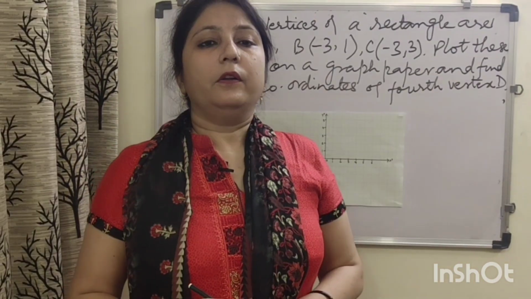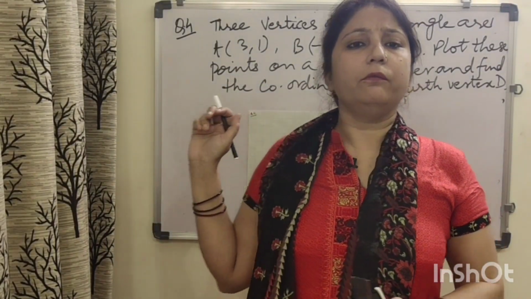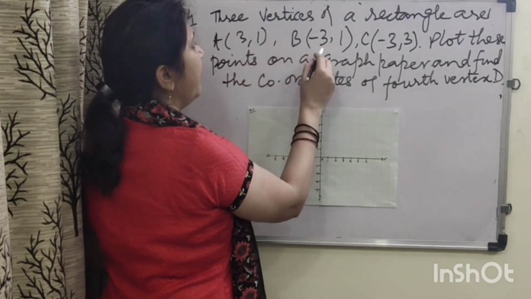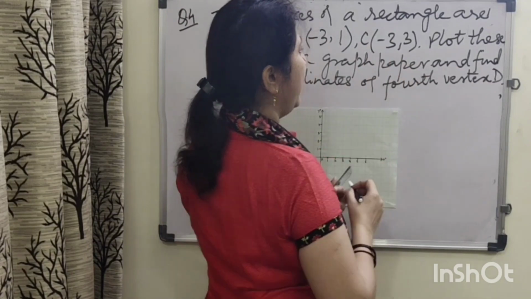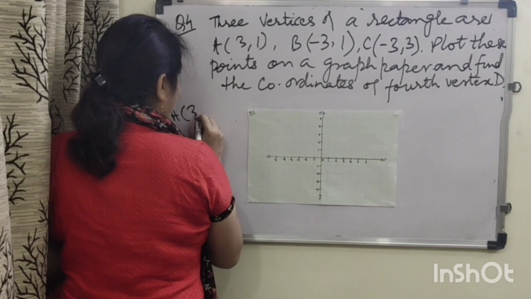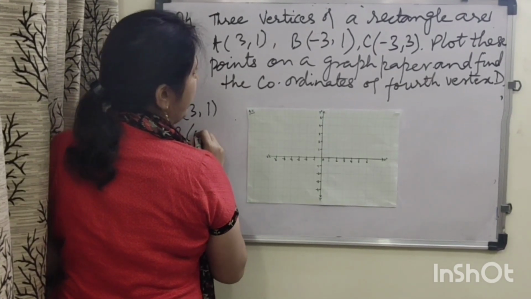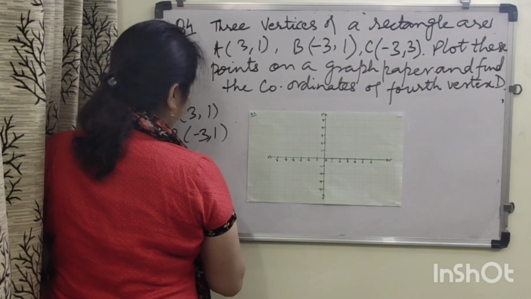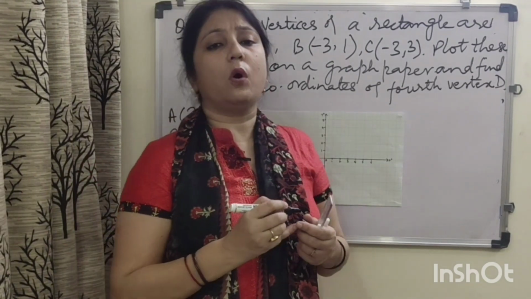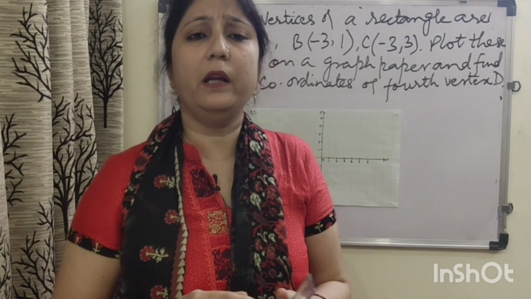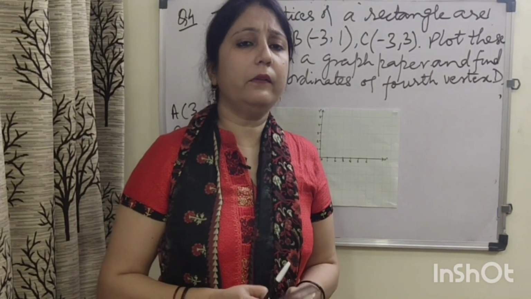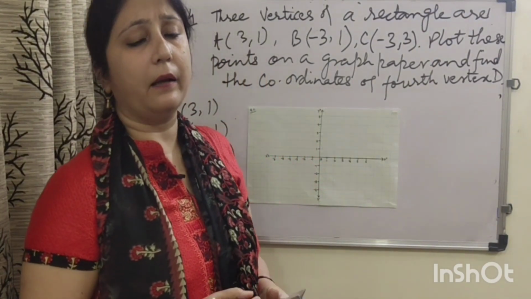Children, here is another question with the concept. Three vertices of a rectangle ABCD are A 3, 1, B minus 3, 1 and C as minus 3, 3. Let's write over here. A, this is 3, 1. B, it is minus 3, 1 and C is minus 3, 3. We have to get the coordinate of fourth vertex, that is D, as well as we have to calculate the area of the figure obtained, that is rectangle.